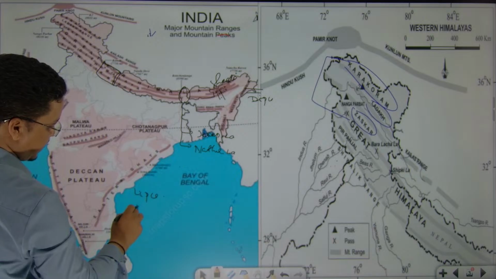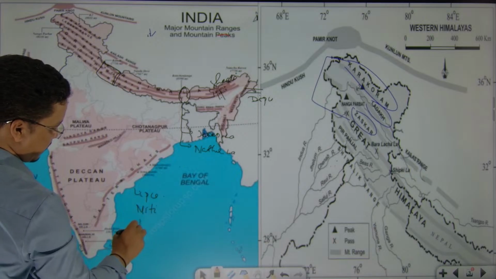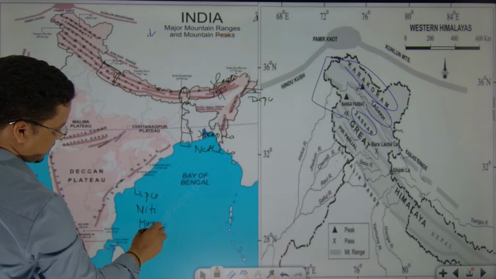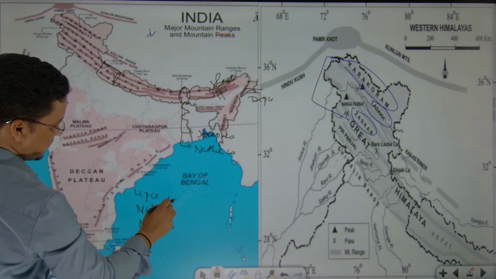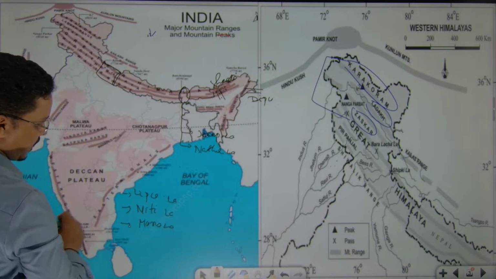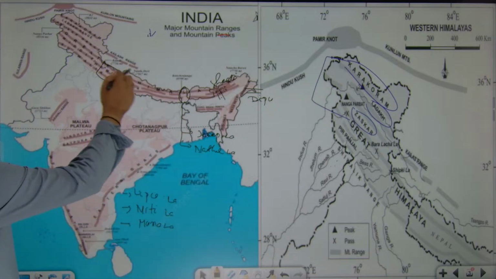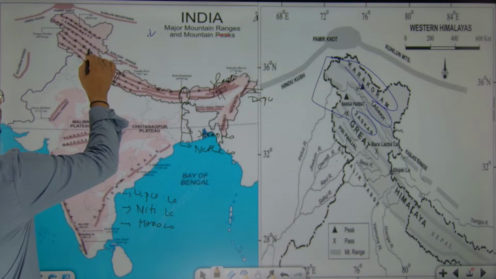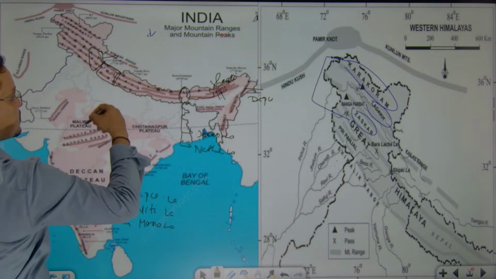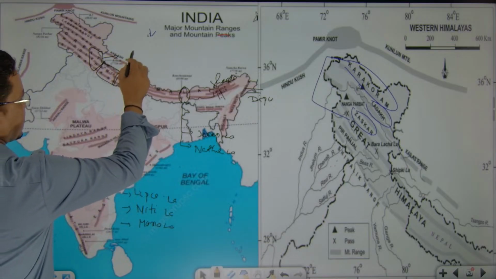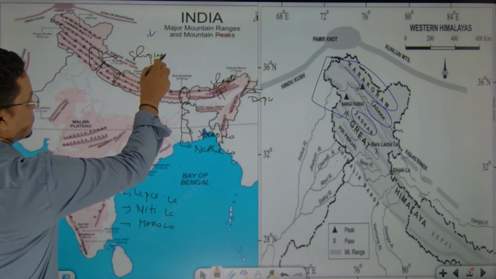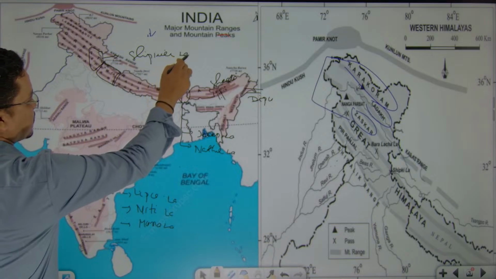Lipulekh, Niti La, Mana La. So these are the passes. La means pass. So these are all in Uttarakhand, right? Now apart from that, when it comes to Himachal Pradesh, there are also a number of passes in this region, like Shipki La, right here. Shipki La is also an important pass, right?